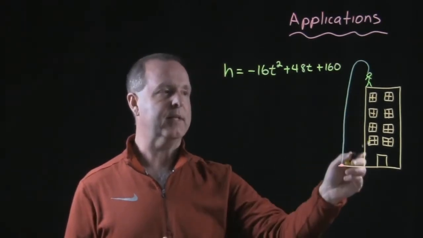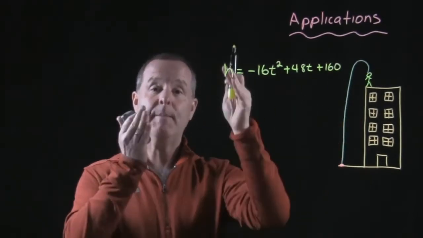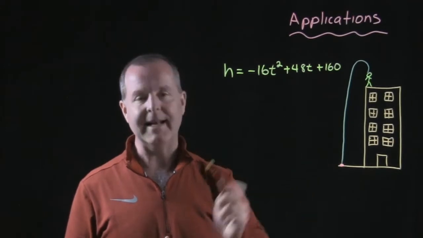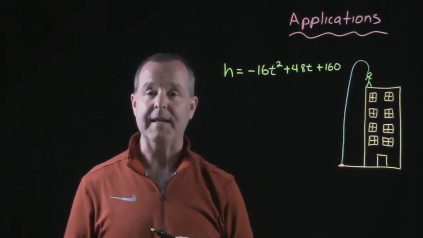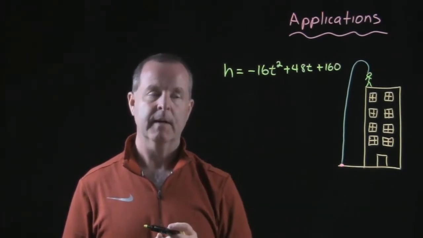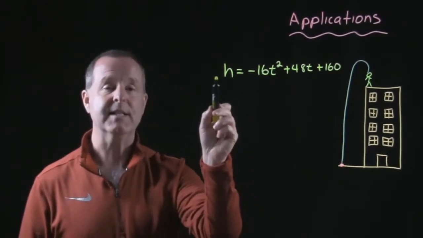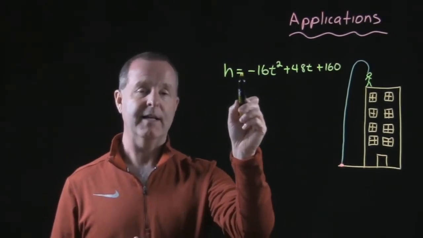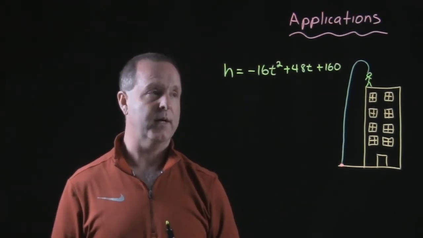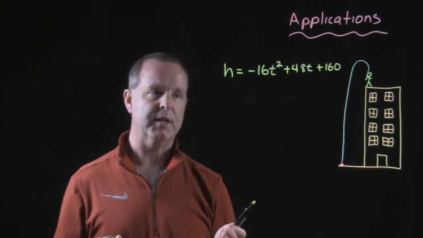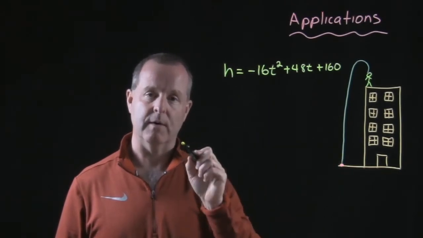So I have some building, I'm standing on top, yeah, that's me. I took a ball and I threw it up and it came down and landed at the bottom. And I was curious, well, how long was this object in the air before it hit the ground? Well, that path can be modeled by this function that I have right here, where h is the height of the object, and it's a function of t, so h(t) = -16t² + 48t + 160. So the question I have is, at what time did my height equal 0?